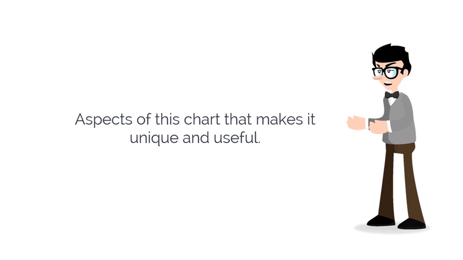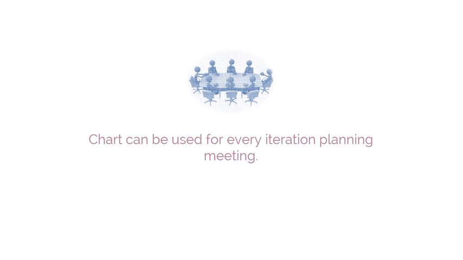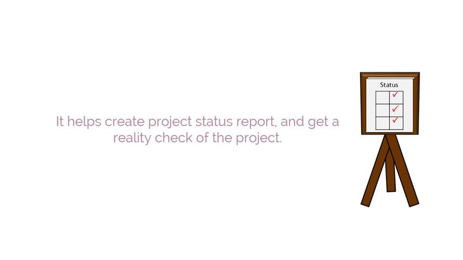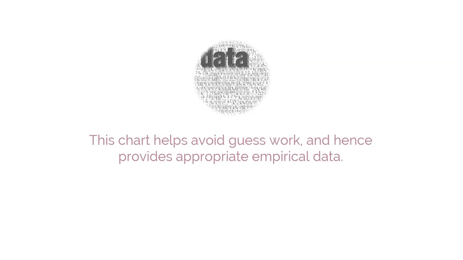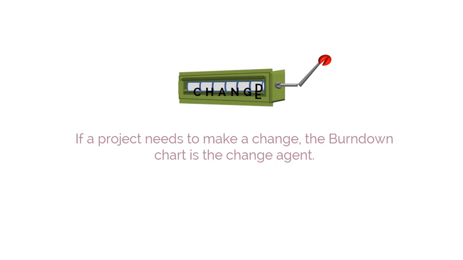Now let's go over a few aspects of this chart that make it unique and useful. First, this chart can be used for every iteration planning meeting. Second, it helps create the project status report. Third, it helps get a reality check on the project. Next, it provides warning signals that something is amiss in the project in a visual format that makes things easy to understand. And last, this chart helps avoid guesswork and hence provides appropriate empirical data. In short, if a project needs to make a change, the Burndown chart is the change agent.